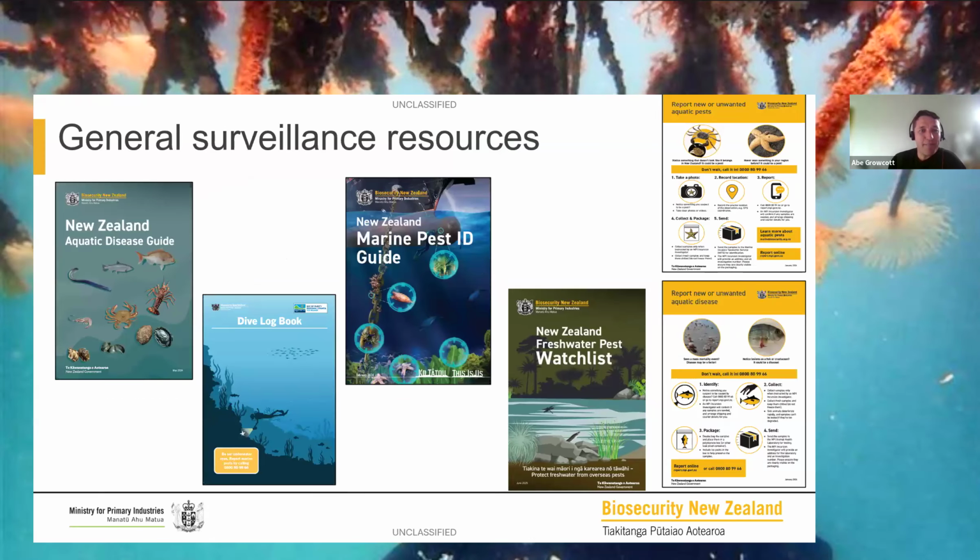And finally, we have these resources available if you want them. You've got links to the Marine Pest ID Guide in the middle here, and a link to the Freshwater Pest Watch List. This is a relatively new publication, only a few months old. And we also have these cheat sheets on the right here that we can send out. These are little A4 publications, a little standard operating procedure about what you should do if you find an aquatic pest or an aquatic disease.